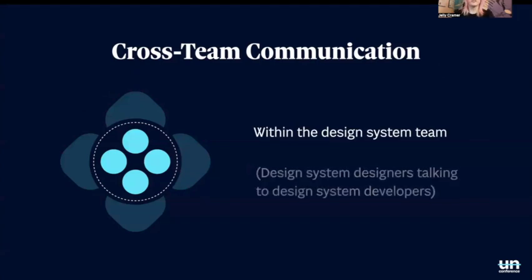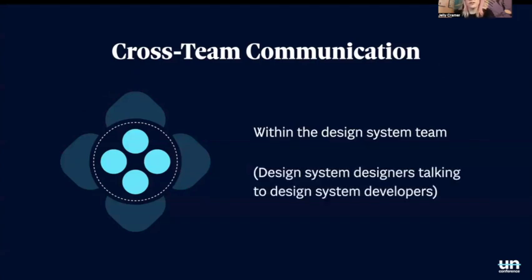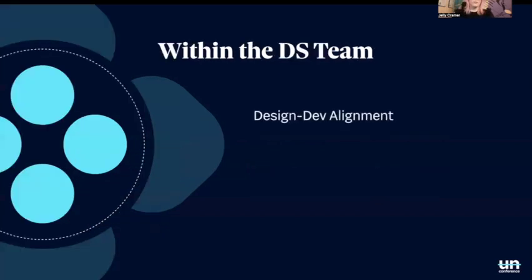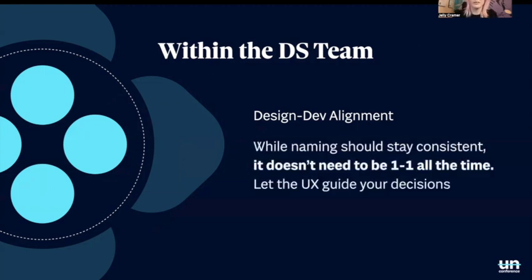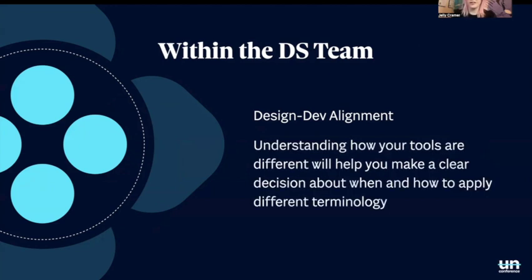This could mean design system team designers talking to design system team developers. Internally, dev design alignment is key. And I won't talk too much here because Osman is going to be expanding on alignment later on. But when it comes to terminology, consistency in naming is important. But it does not need to be one-to-one all the time. Understanding how our different teams interact with different tools helps clarify when to apply specific terminology.